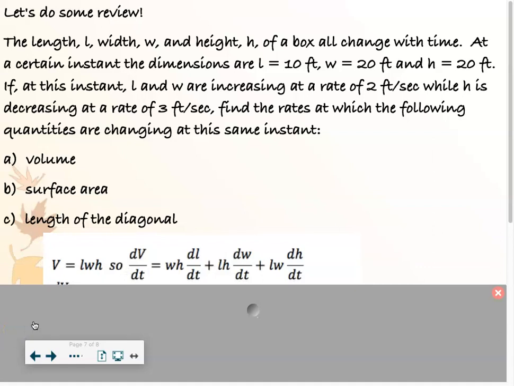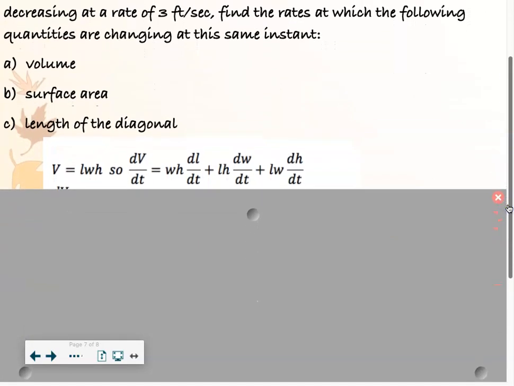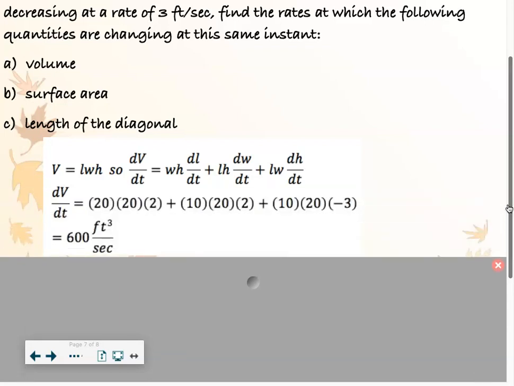So V equals LWH. So we had to do a three-way product rule. Whenever you have to do a three-way product rule, it's each derivative times the other two variables, plus the next derivative times the other two, plus the last derivative times the other two. So it's just plugging in all those numbers, and you get 600 cubic feet per second. There's a 600. Good. You got a 600? Good. For those of you who did this on the board.